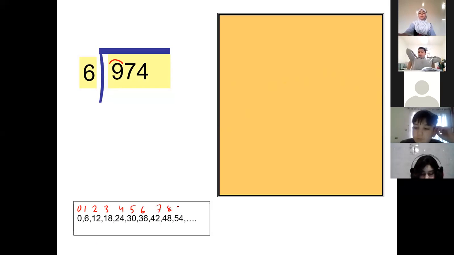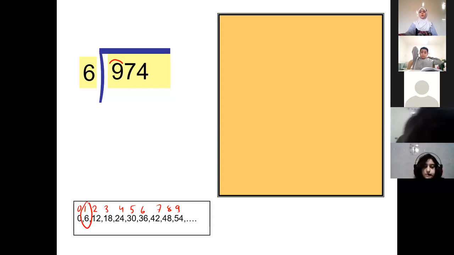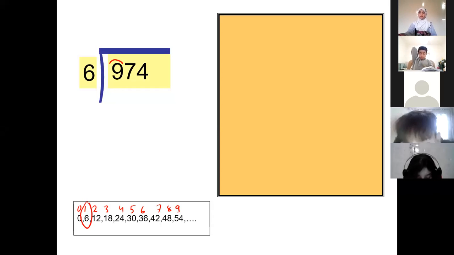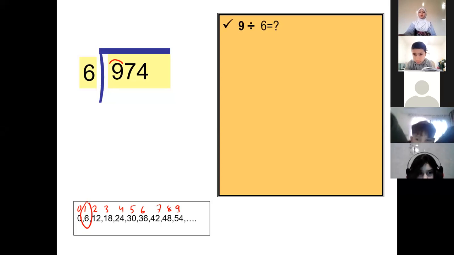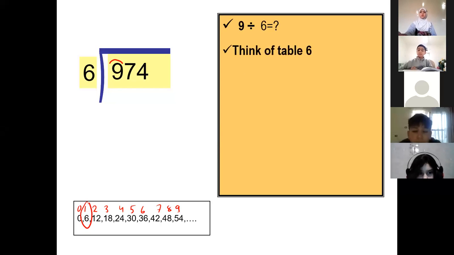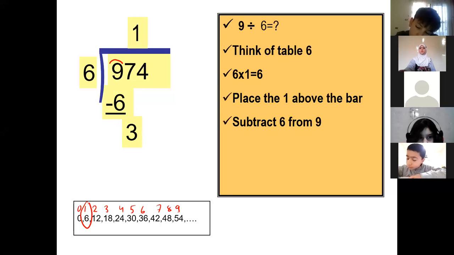6. Excellent, Asil, 6. 6 is less than 9. So 1, where should I put it, Asil? And 6? Down. When we finish, now the next step. Up. 1 up, subtract. And 6. Subtract. Okay, 9 minus 6 is 3.